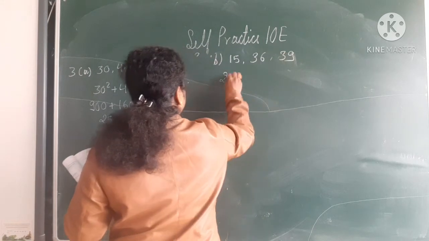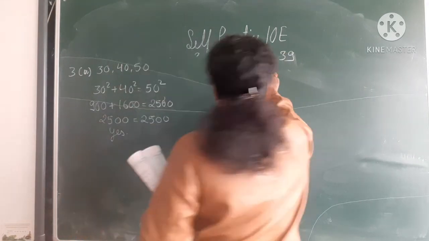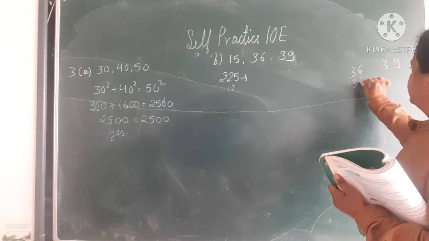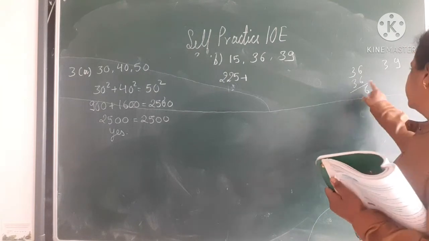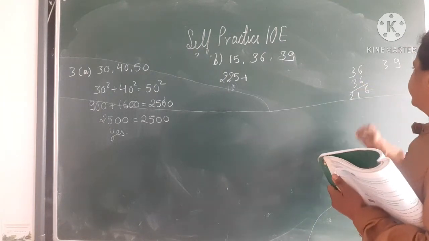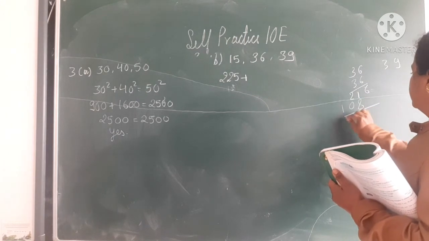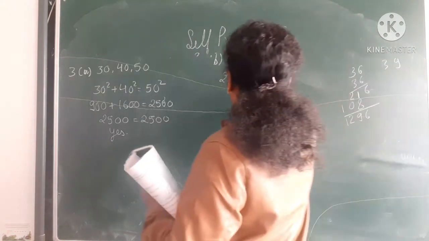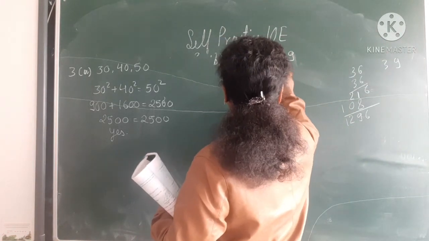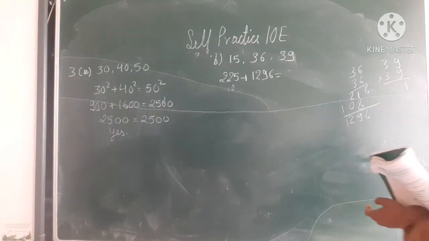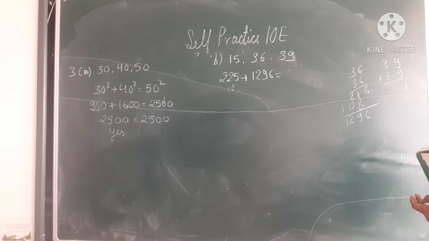So 15 square is 225 plus, now find the square of 36 and 39. 36 square: 6 6 is 36, 6 3 is 18, 19, 20, 21. 6 3 is 18, 3 3 is 9, 10. So 1296. Now 39 square: 9 9 is 81. Carry 8, 9 3 is 27, 27 plus 8, 35.